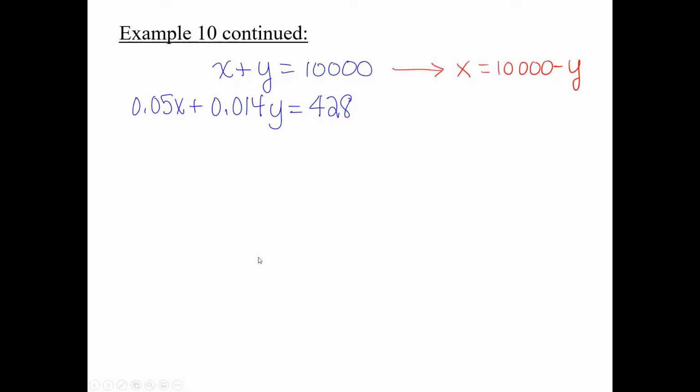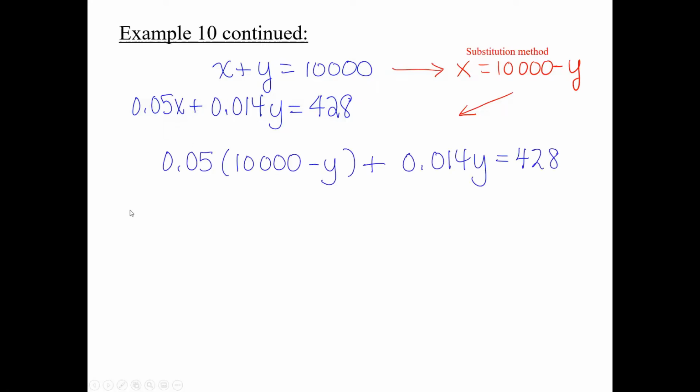To get a, we're going to do this one by the substitution method. So we're going to isolate this X, take the Y on the other side. Now, this is going to be our substitution value that we're going to put where this X is. So this equation now becomes 0.05 times my substitution value plus 0.014 times Y equals the 428. We could have also done this one by the addition elimination method, which might or might not have been easier.